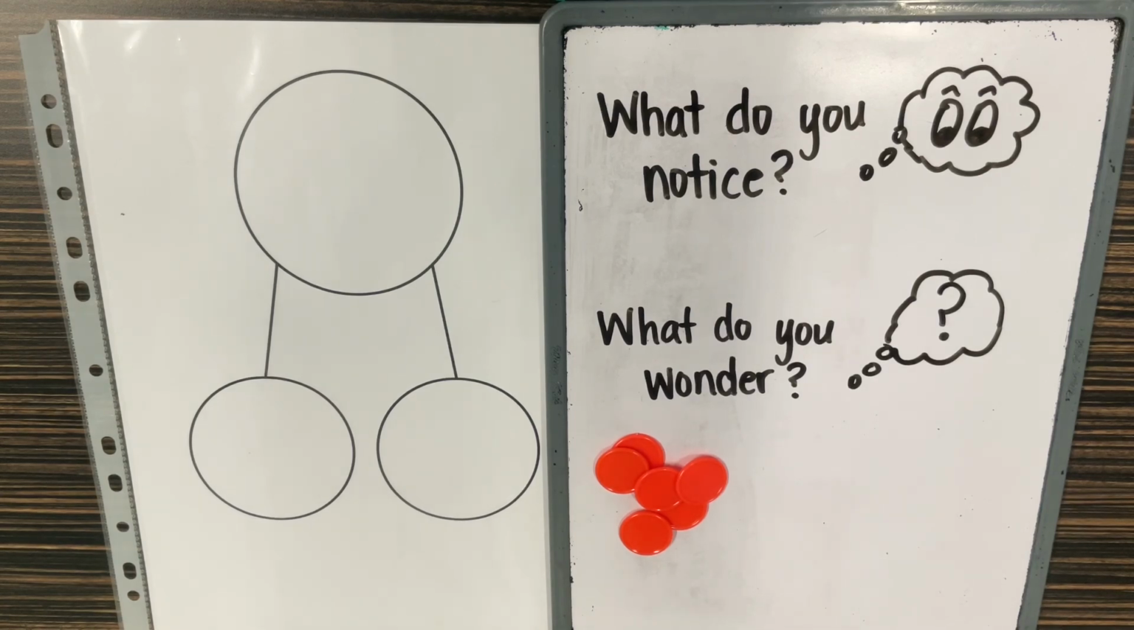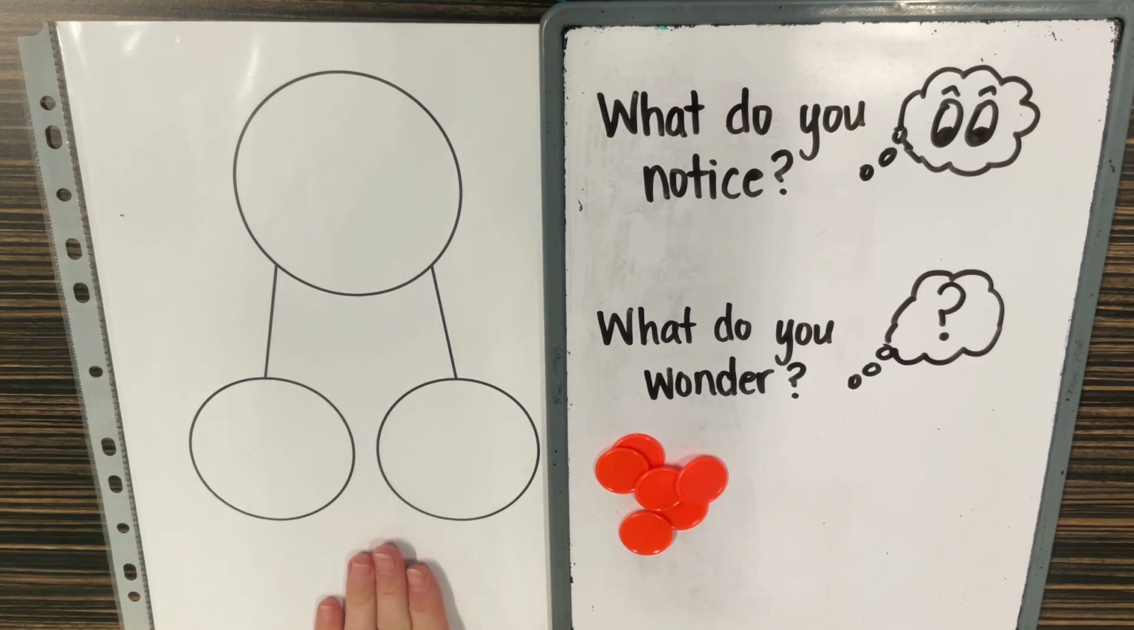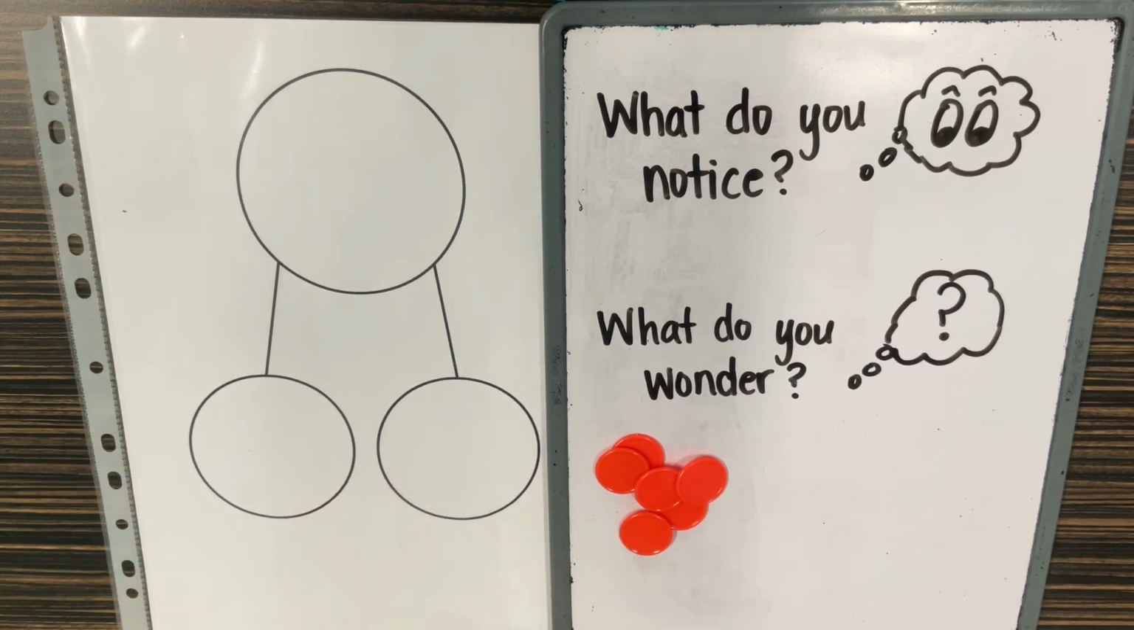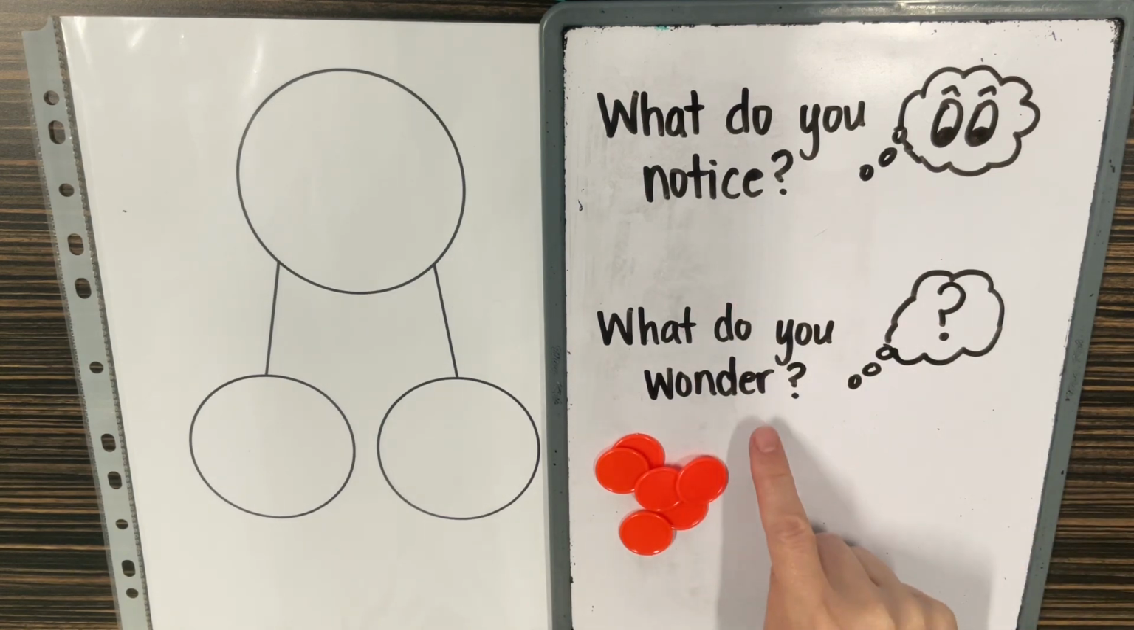Today's math tools are counters and a part-part whole or number bond chart. Looking at these tools, what do you notice? And what do you wonder?